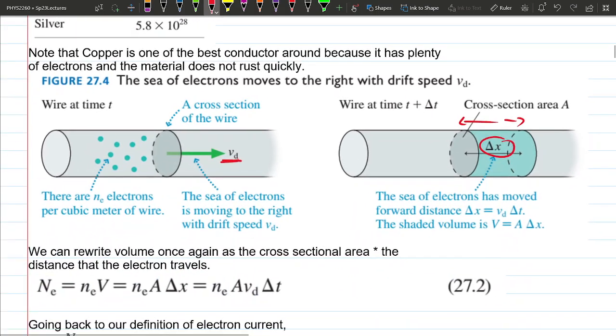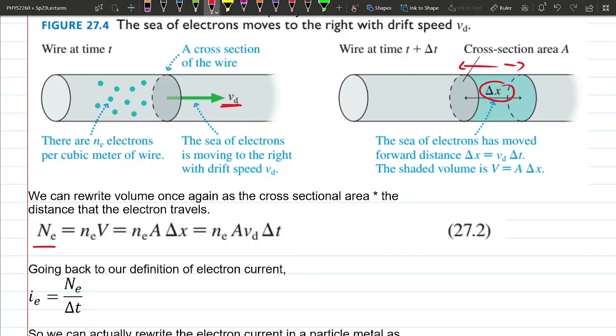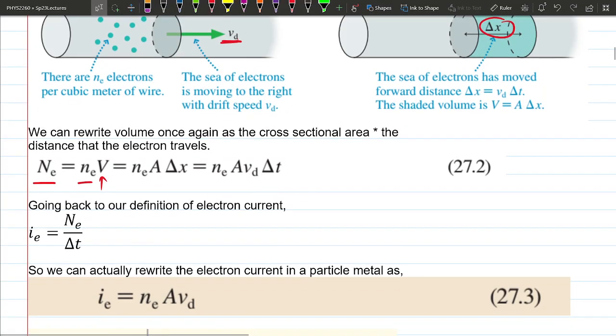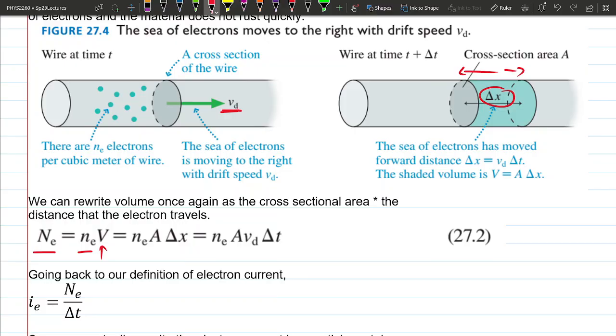So we can start off down here. The number of electrons is the electron density times the volume. This V is not the voltage, it's the volume. Unfortunately, it's the same letter. And from the geometry here, the volume is just the area of this little disk times the distance that the electron has moved. So you can box this: the cross-section area times the distance that the electron moved is the volume.